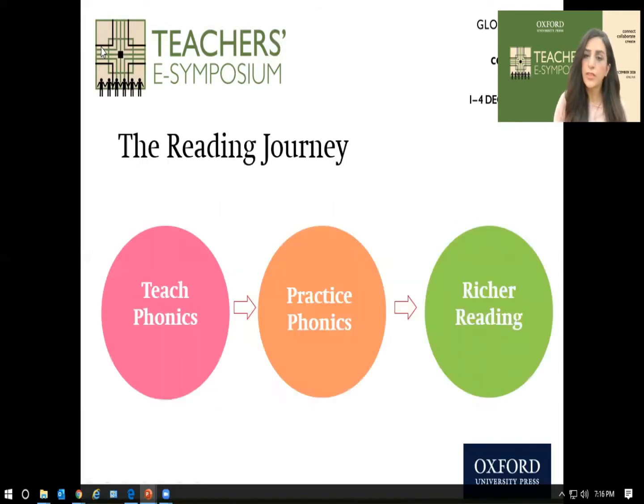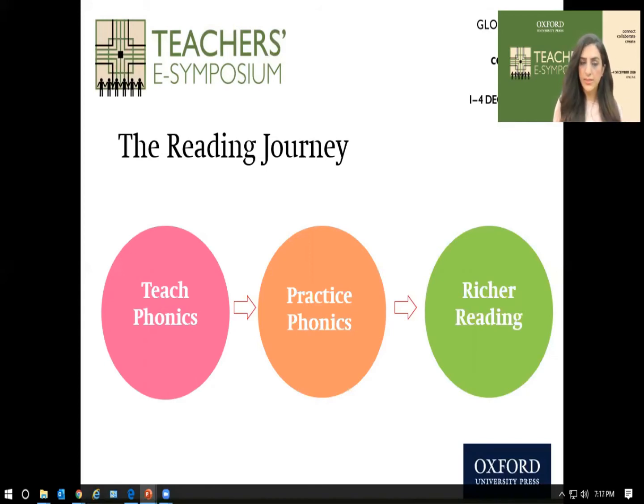So this is what the reading journey looks like. So you teach the sounds. So teach phonics is the first stage. The second is practice phonics. So this is a mix of reading decodable words and decodable texts. So, actual books that have all decodable words and sentences. And then you move on to richer reading, which is where we sort of delve more into comprehension.